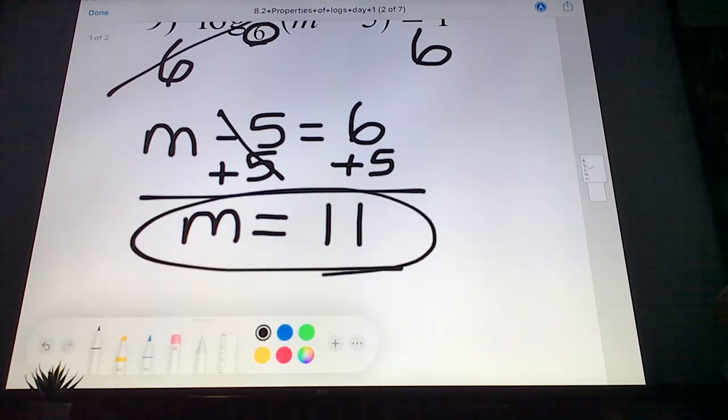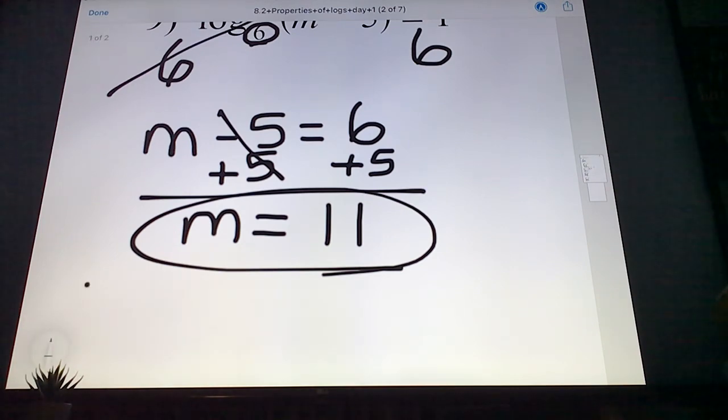Oh, this is how you erase, peeps. I didn't see that there.